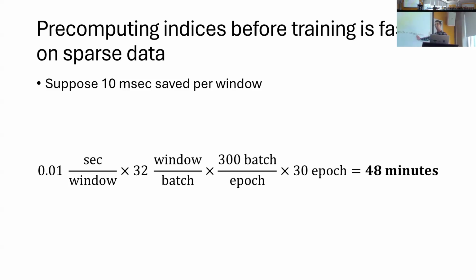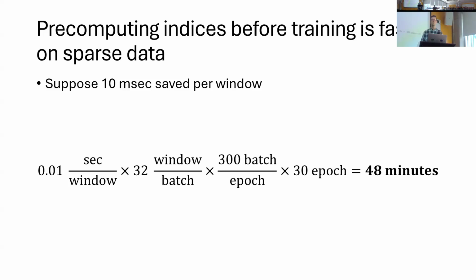This also implies then an easy way to decide which strategy works for you. If it takes you less than 48 minutes to iterate over your data set and calculate all the positions where you have valid data, then pre-calculating indices is faster. Otherwise, this random access approach is faster.